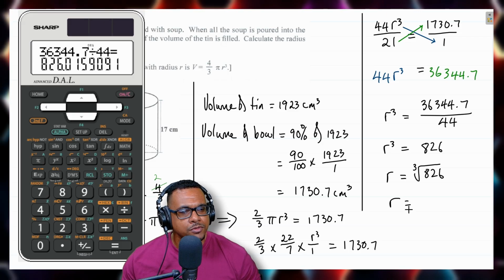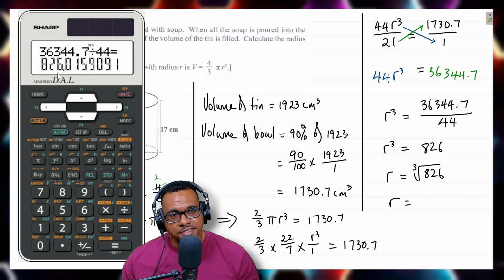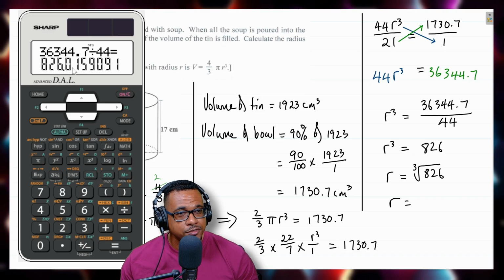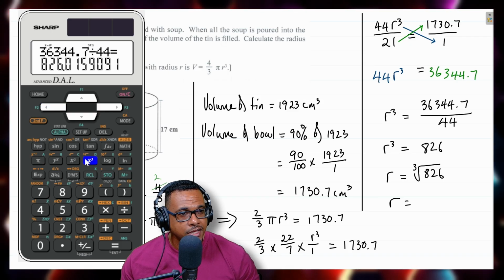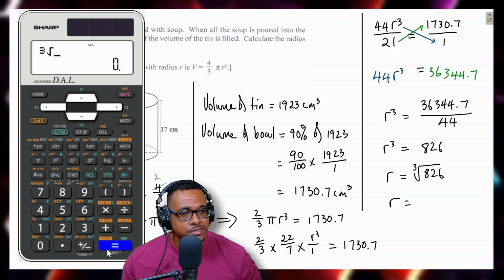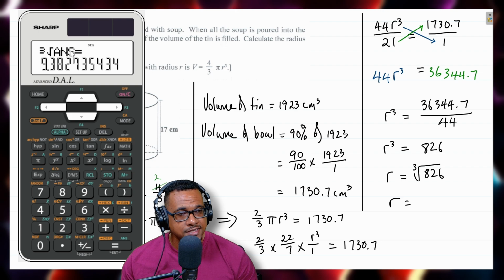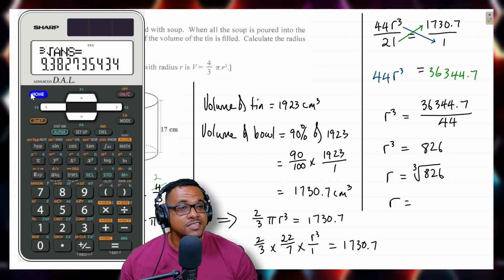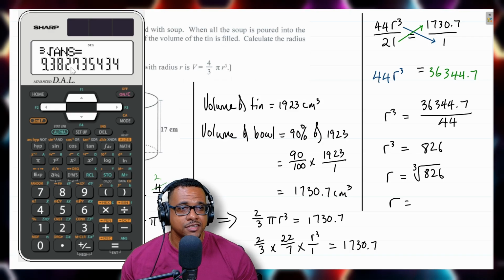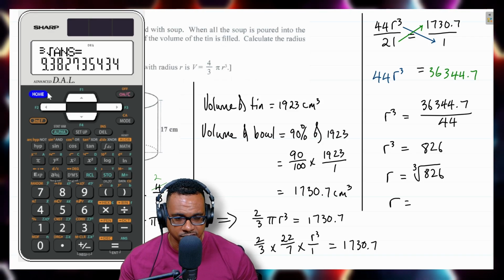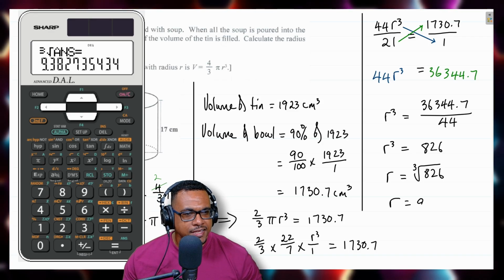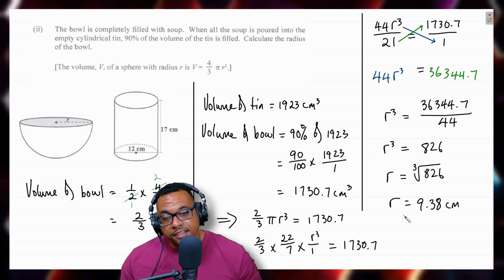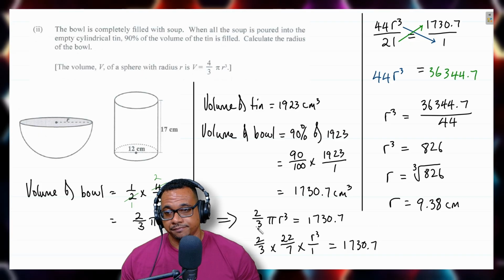So r is equal to, since I have the answer already on the calculator, I can just press cube root one time. So for me, I'll press second function and the x cube button, that's cube root, and press equal. So you find the cube root of the answer, and I got 9.38 and so on. So to 3 significant figures, we stop at the 8 after that 2, so 9.38 centimeters. And that will be the radius of the bowl.